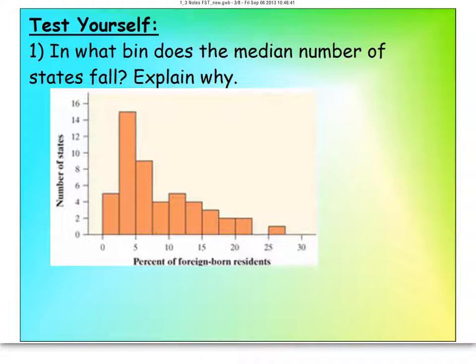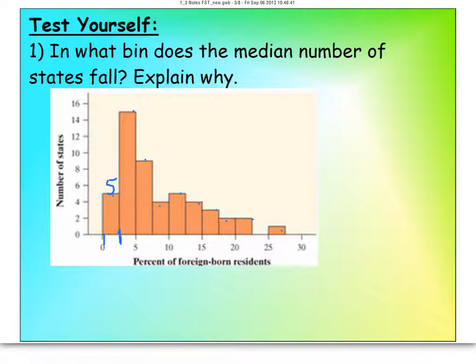Here's another example. Here it looks like we have some data about, again, the number of states they asked. So I'm assuming if we add up all these bars, it'll total 50 responses from the 50 states. We can check it. They wanted to know the percent of foreign-born residents. If we look at this first bin here from 0 to 2.5, it looks like 5 states have between 0 and 2.5% of their residents foreign-born.